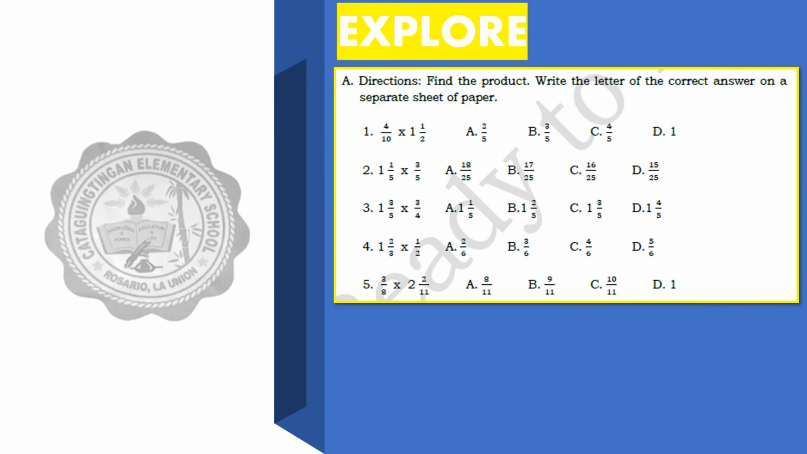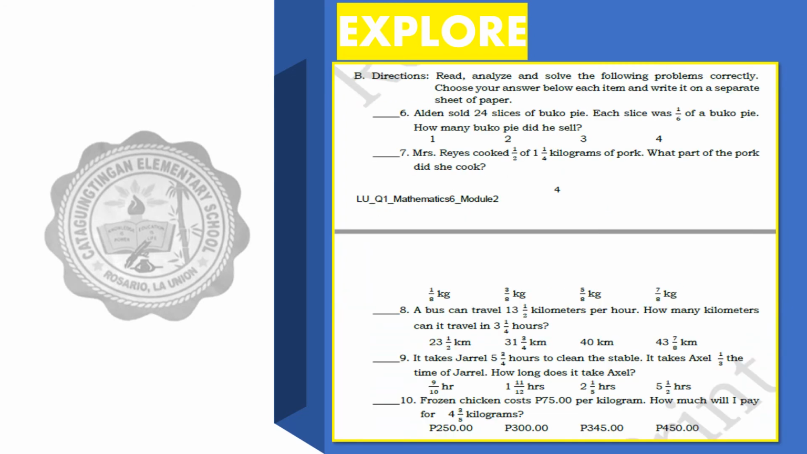Explore letter A. Find the product. Write the letter of the correct answer on a separate sheet of paper. Sa answer sheet po ninyo, letter na lamang po ang ilalagay. Letter B. Read, analyze, and solve the following problems correctly. Choose your answer below each item and write it on a separate sheet of paper. May mga pagpipilian po kayo dyan sa baba ng bawat number. So, piliin na lang po yung tamang sagot.